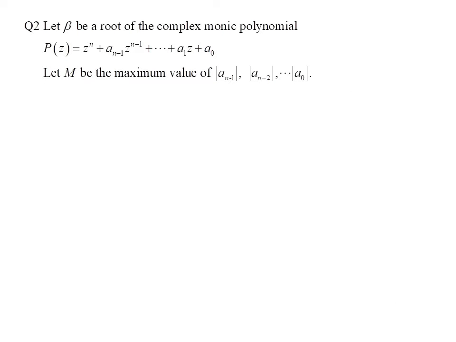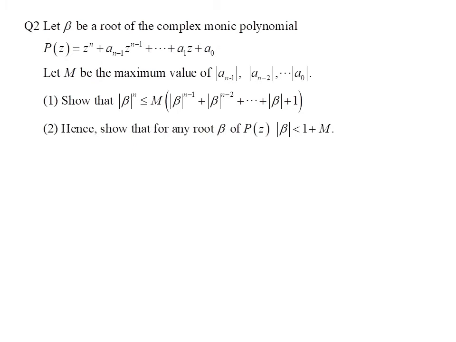Example 2 shows the monic polynomial of nth degree with M as its maximum absolute coefficient, and beta is the root of this polynomial p(z). There are two questions in this example. The first one is to show that the modulus of beta is less than or equal to M, while the second question is to prove that the modulus of any root is less than 1 plus M.